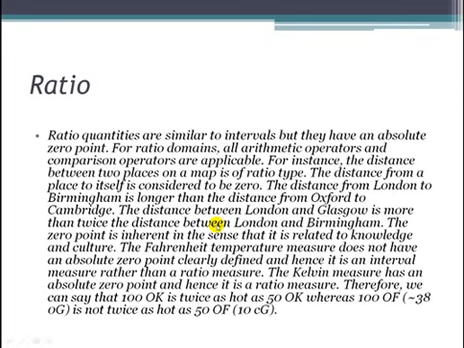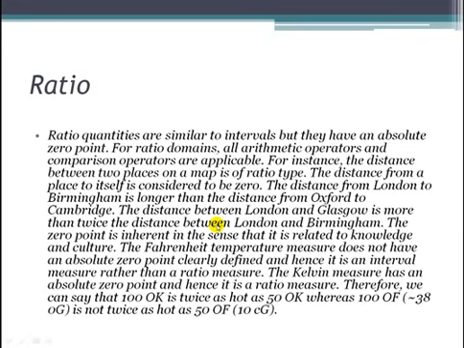For instance, the distance between two places on a map is of ratio type. The distance from a place to itself is considered to be 0. The distance from London to Birmingham is longer than the distance from Oxford to Cambridge. The distance between London and Glasgow is more than twice the distance between London and Birmingham. The 0 point is inherent in the sense that it is related to knowledge and culture.